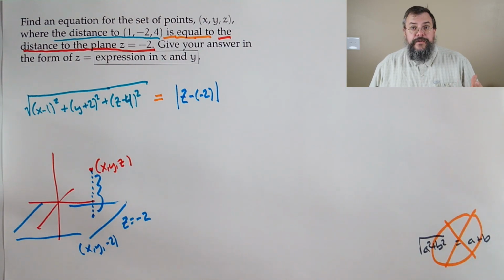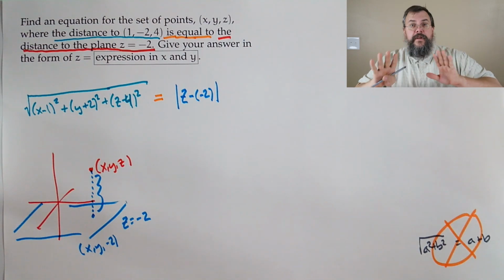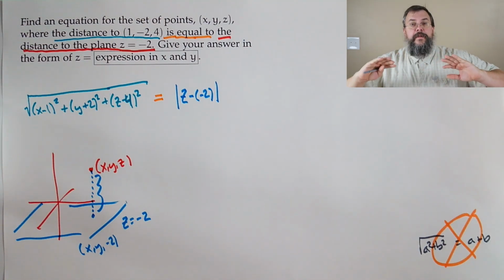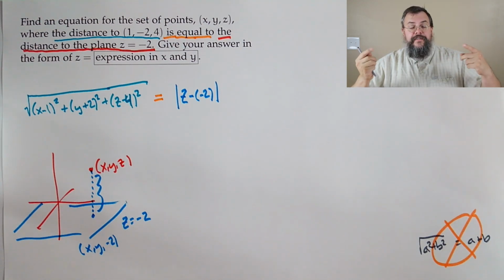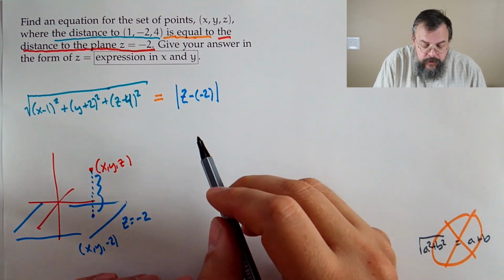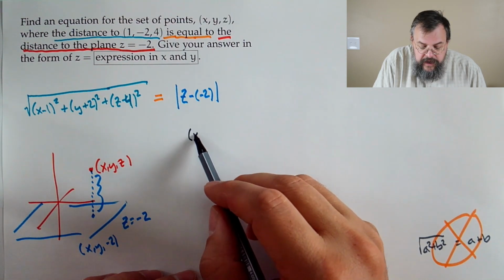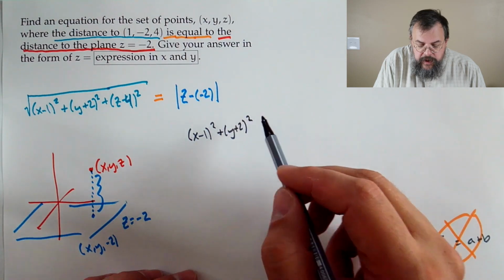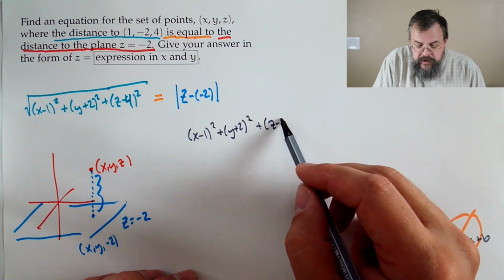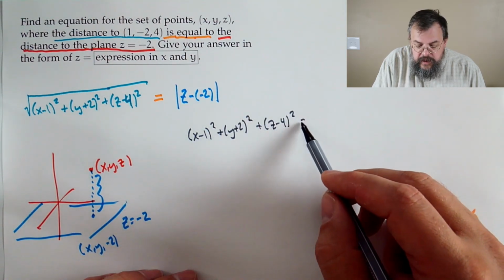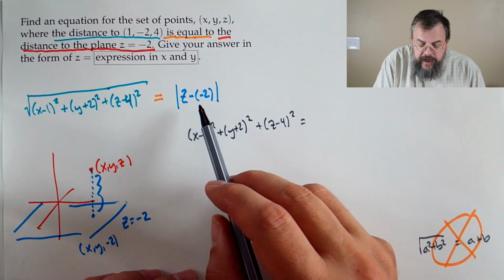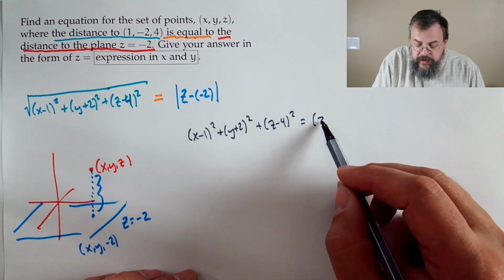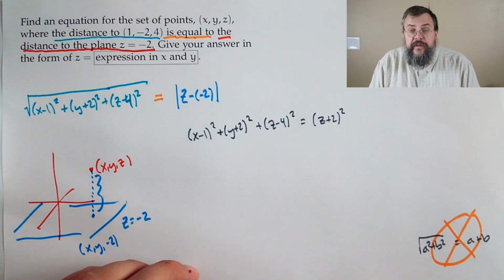Well, how do we get rid of the square root? A great way, if we have a formula where something equals something, is to do something to both sides which gets rid of the square root. In this case, we square both sides. So, squaring both sides, we have (x minus 1) squared plus (y plus 2) squared plus (z minus 4) squared equals, and here the absolute value won't make a difference if we square it, so write (z plus 2) squared.